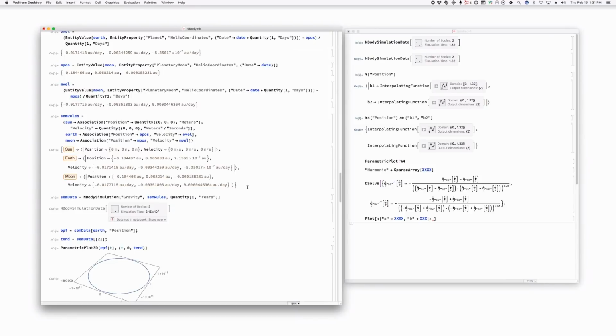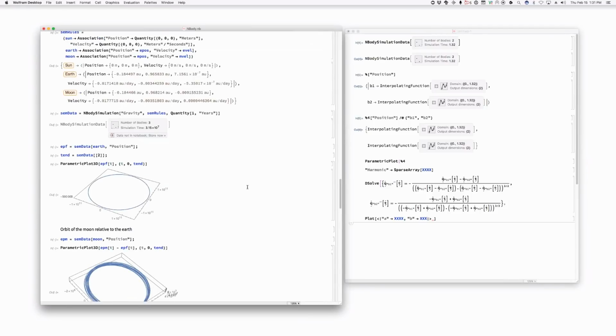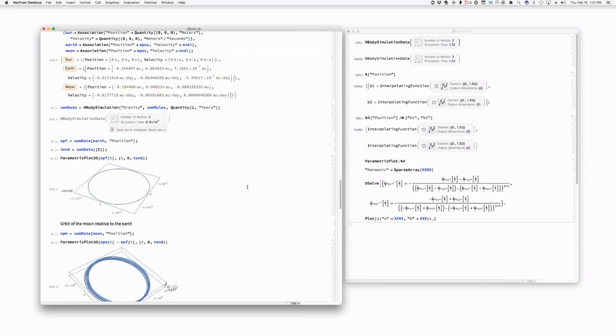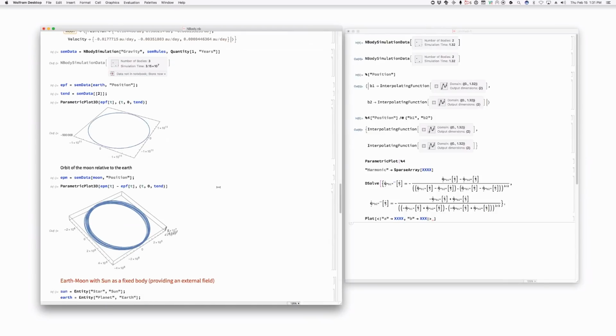Okay. And the difference between gravity and inverse square is that gravity actually uses the gravitational constant and units. That's very nice. Wow.